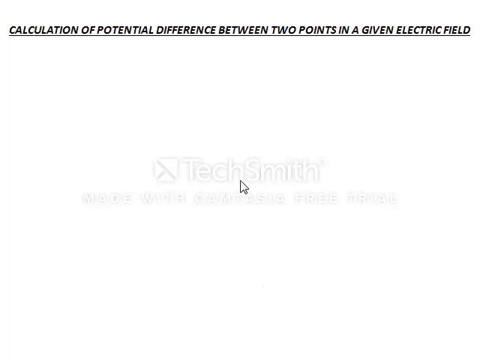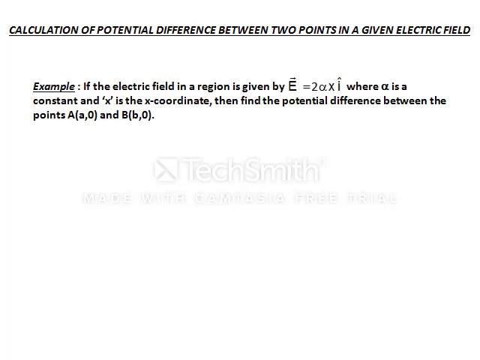So we have already discussed how to calculate potential difference between 2 points in a region of uniform electric field. Now we'll learn how to calculate potential difference between 2 points in case the field is non-uniform. Let's see this with the help of an example of non-uniform field.